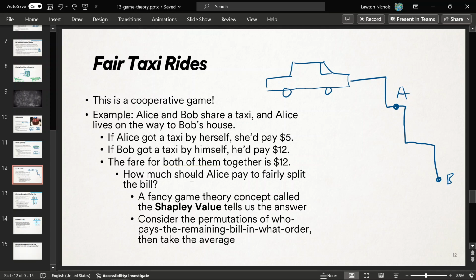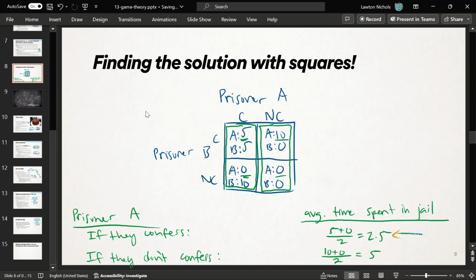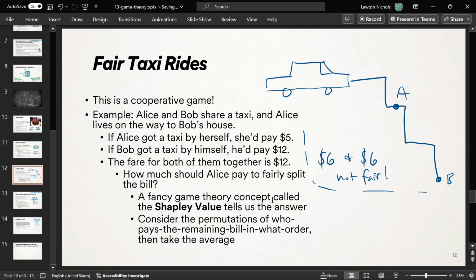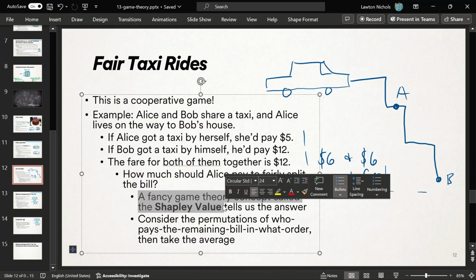Notice that if they split it in half, like it's a $12 bill, $6 and $6, that's absolutely not fair for Alice, right? Because she'd pay $5, she should have just gone by herself. That's not fair. What is a fair value then? There's a couple different ways to define fair, but we're going to do one way that's very similar to the Nash equilibrium prisoner's dilemma problem. So one fancy new term is called the Shapley value.